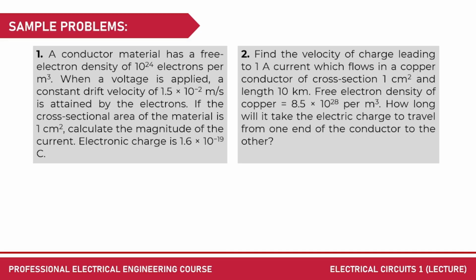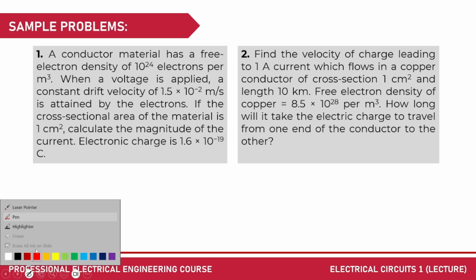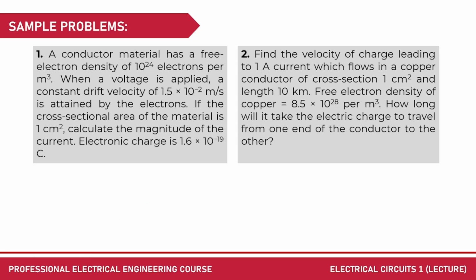For number 1, a conductor material has a free electron density of 10 raised to 24 electrons per cubic meter. When a voltage is applied, a constant drift velocity of 1.5 times 10 raised to negative 2 meter per second is attained by the electrons. If the cross-sectional area of the material is 1 square centimeter, calculate the magnitude of the current. Take note that the electronic charge is 1.6 times 10 raised to negative 19 coulomb. Okay, so let's use the formula earlier.